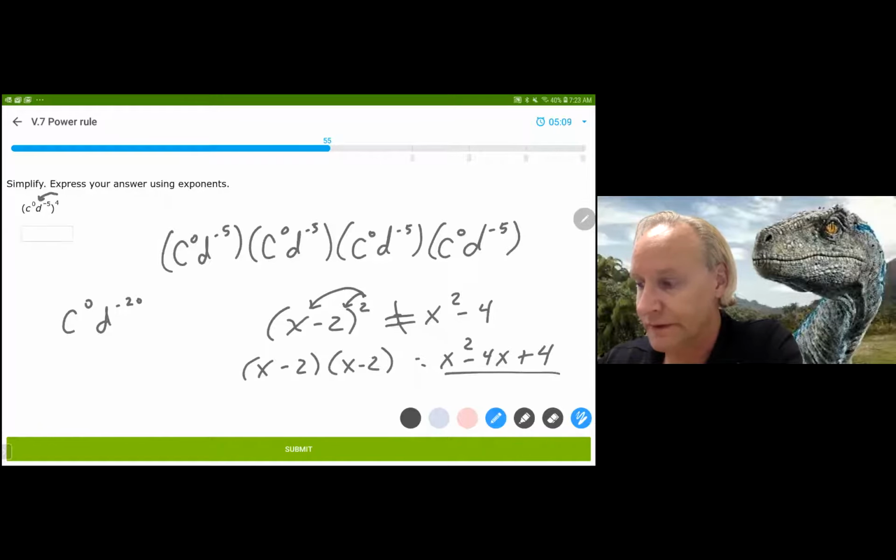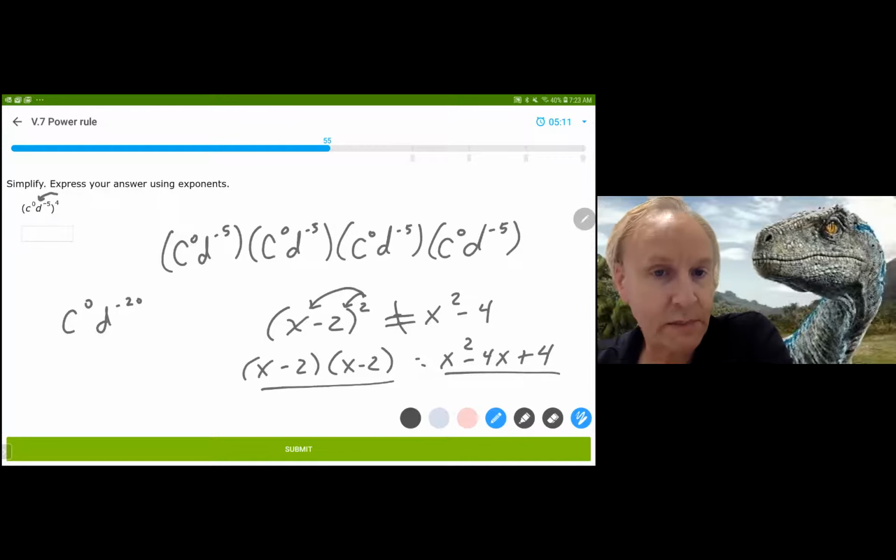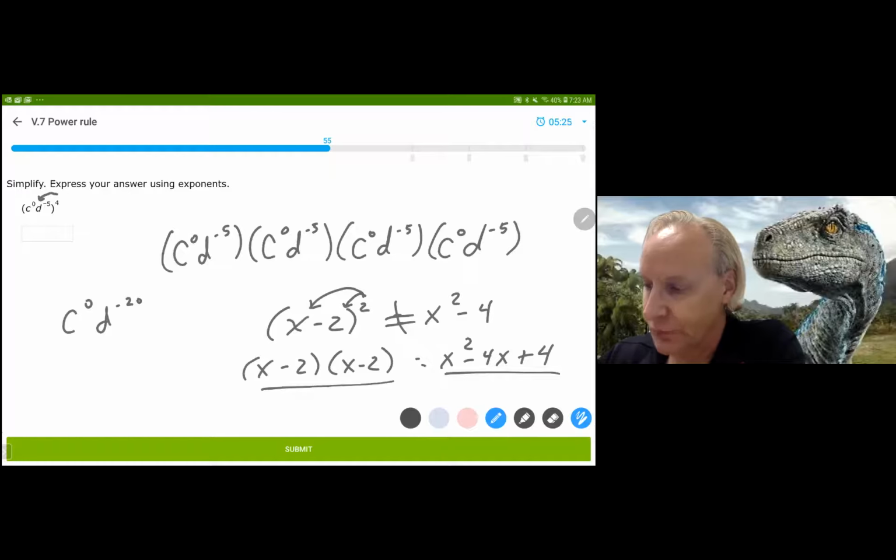I want you to notice that when you square a binomial, you always end up with a trinomial because that middle term cannot cancel itself out. Now, the reason I'm mentioning this is because this problem is a lot like this one where you have those parentheses, and it will hopefully make more sense when we get to the other type.